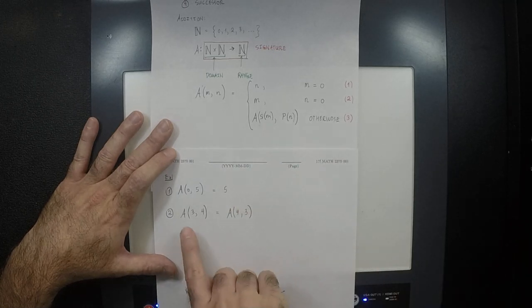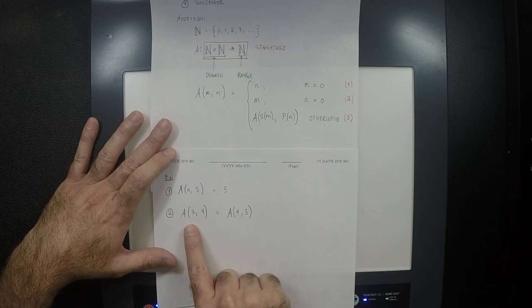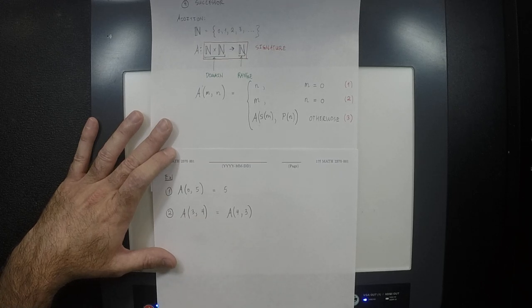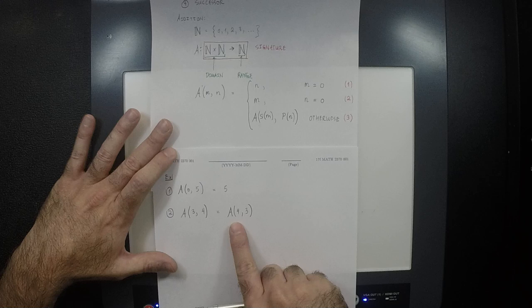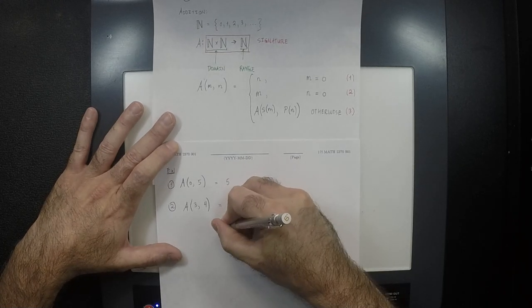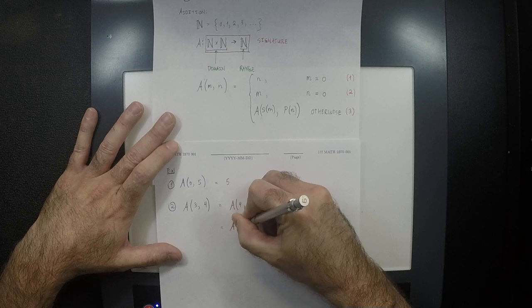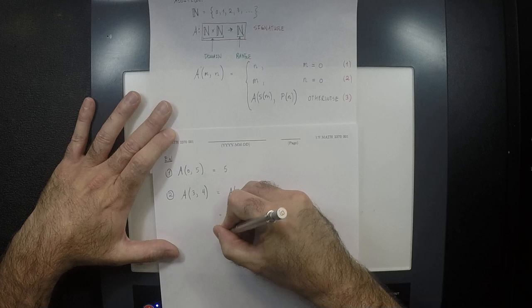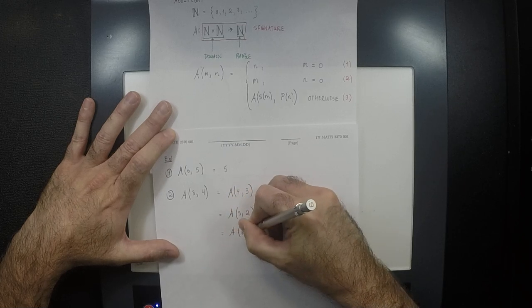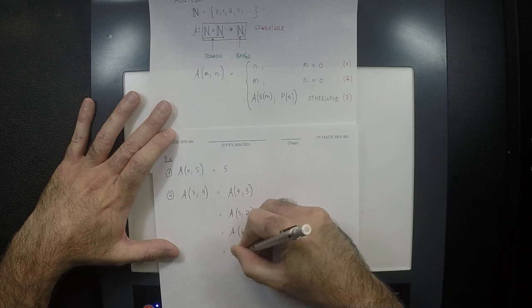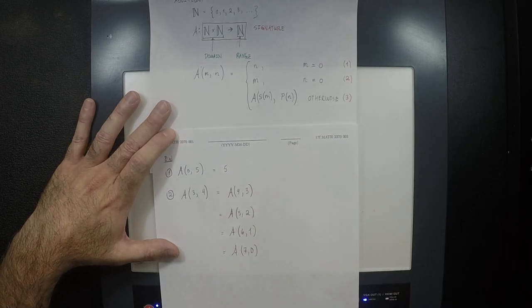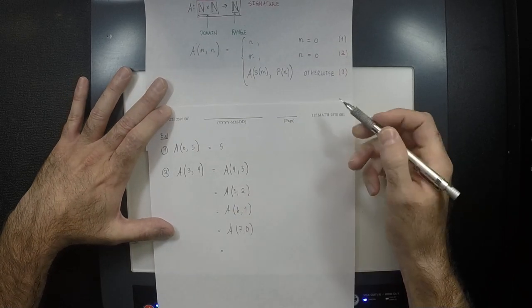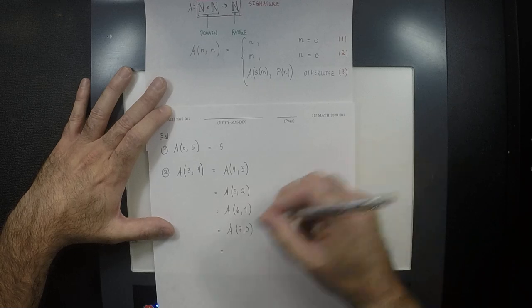So what we're saying is that I don't know what the addition of 3 and 4 is, but it's surely the same as the addition of 4 and 3. If we were to evaluate this, what is the answer? This is the addition of 5 and 2. And then? 6 and 1. 7 and 0. And now what case are we in? Case 2. So the answer is 7.